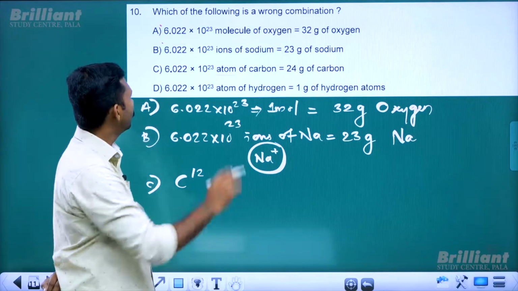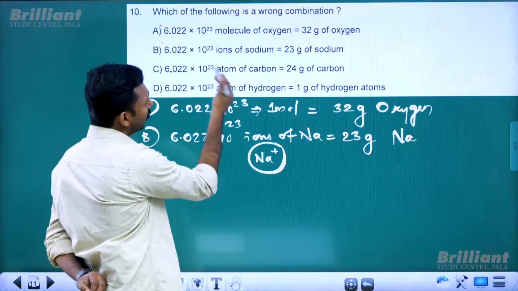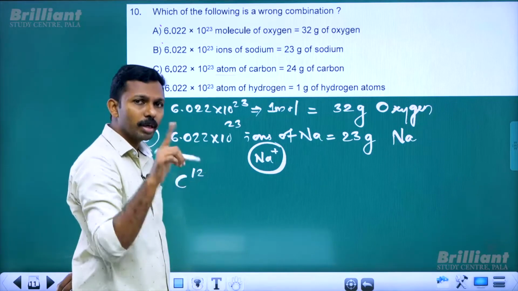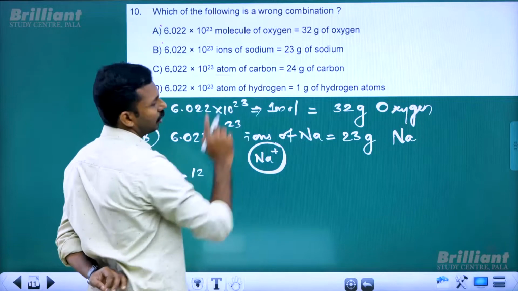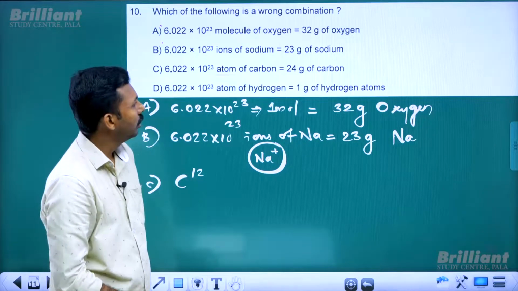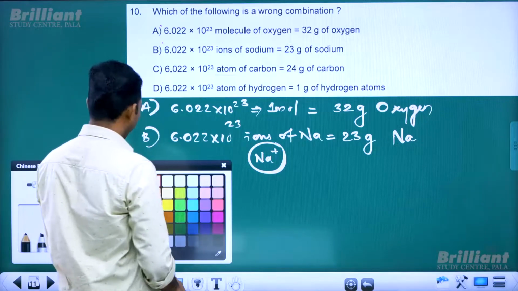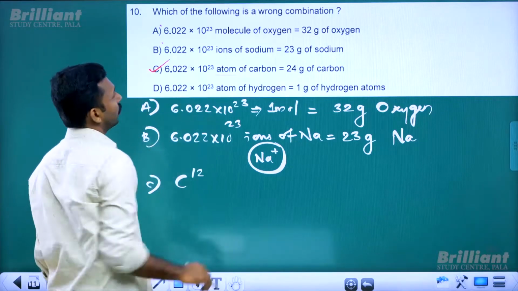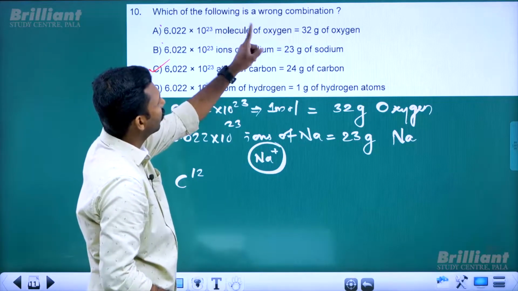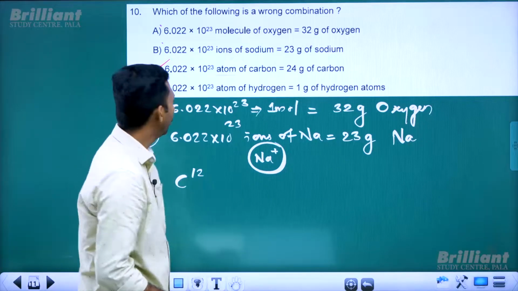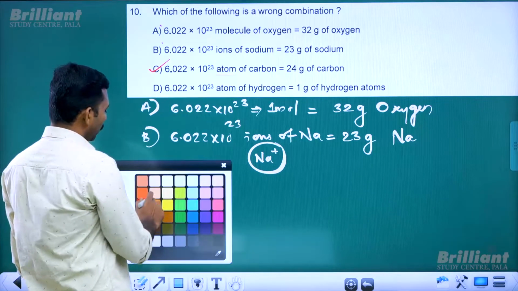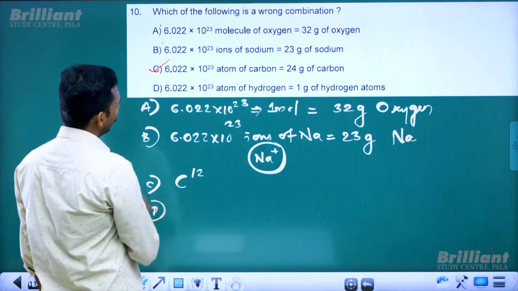So, 6.022 into 10 raised to 23 means 1 mole. 1 mole carbon atom should be 12 gram carbon, but it is given as 24 gram carbon. So, no doubts, definitely this will be our answer option, as they are asking the wrong combination. Now, going to option D, what happens?